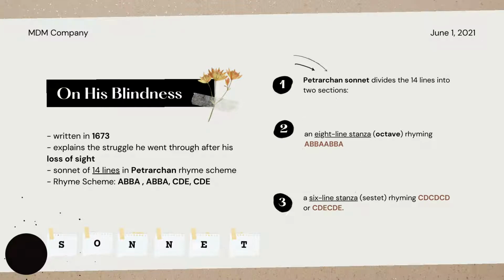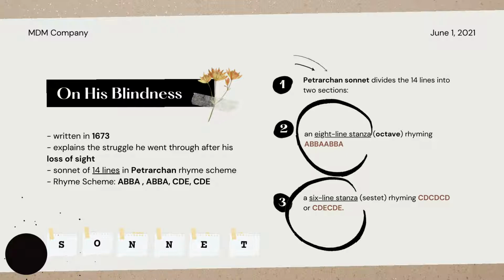This poem is considered to be a sonnet of 14 lines written in the Petrarchan rhyme scheme. Its rhyming scheme is A-B-B-A, A-B-B-A, C-D-E, C-D-E. Though the subject matter departs from that of Petrarchan poems, which mainly is about love, this sonnet still contains many spiritual implications, which makes it a Petrarchan.